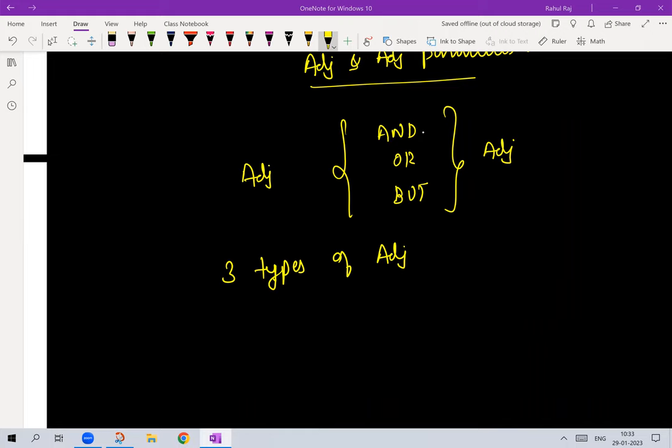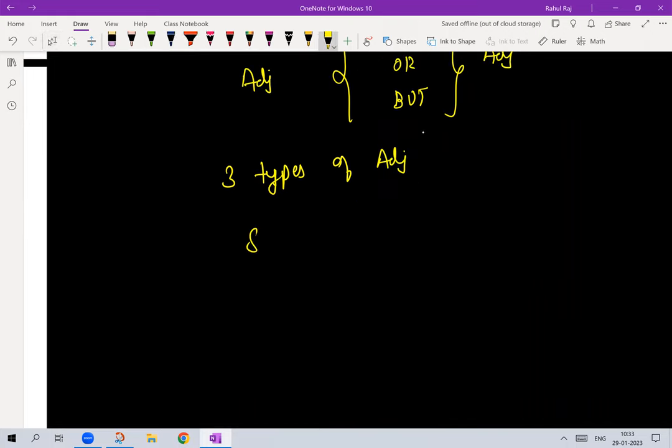So there are three types of adjective that we have. One is called standard adjective. Other is called present participle adjective. And the third one is called past participle adjective.